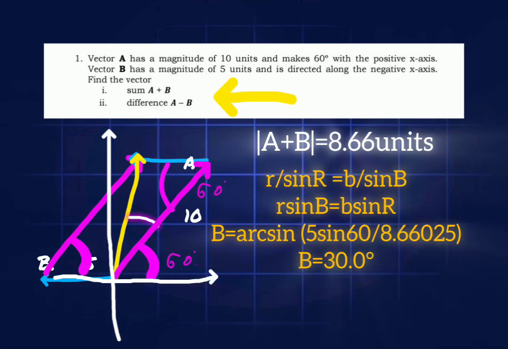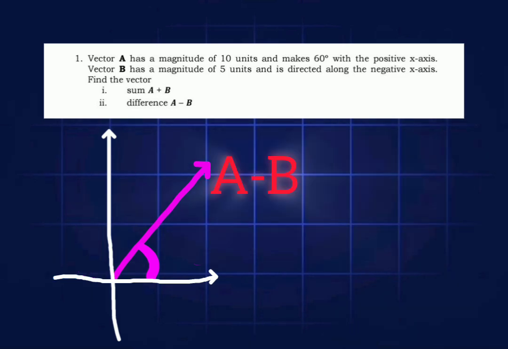Now let's move on and find the difference between A and B. So if we look at this, it's A minus B. Vectors are very case sensitive in terms of direction. If we have a positive vector moving in one direction, it means that the negative vector will move in the opposite direction. So B was along the negative x-axis, but now since it's negative B, it's supposed to be along the positive x-axis.